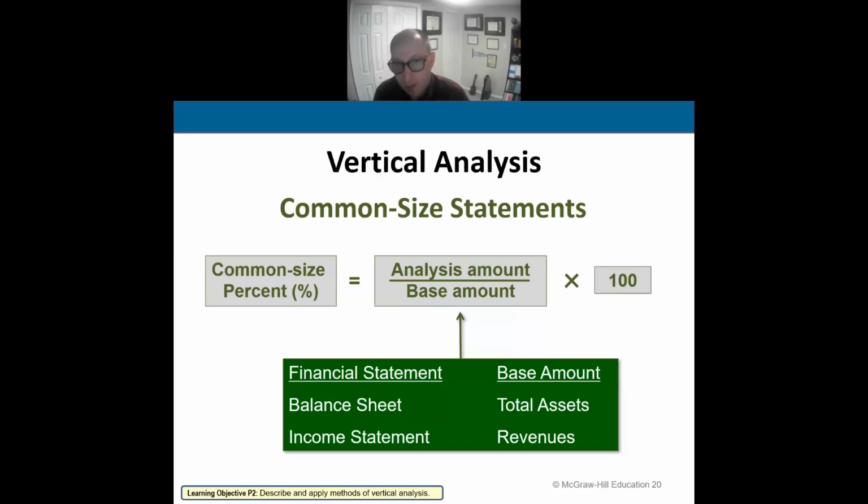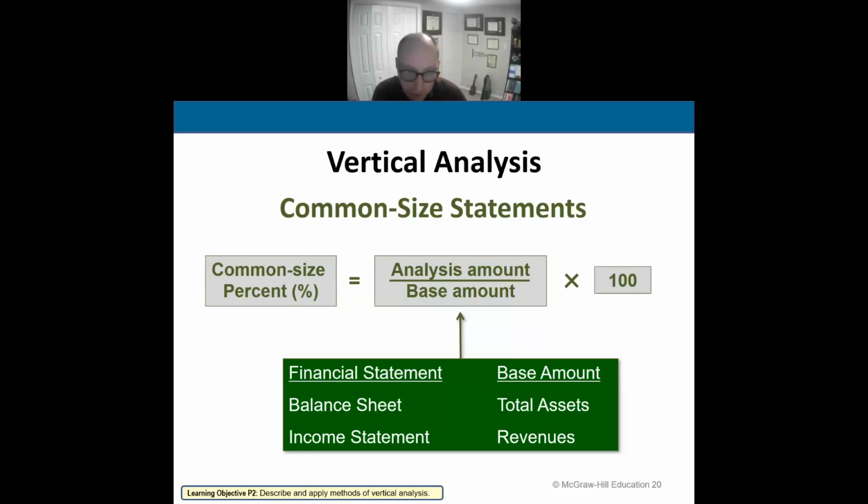The percentages, I take the amount that I'm looking at and I divide that by what we call the base amount and multiply that by 100. The base amount depends on the financial statement. On the balance sheet, the base amount is always going to be total assets. Total assets is the base amount on the balance sheet.